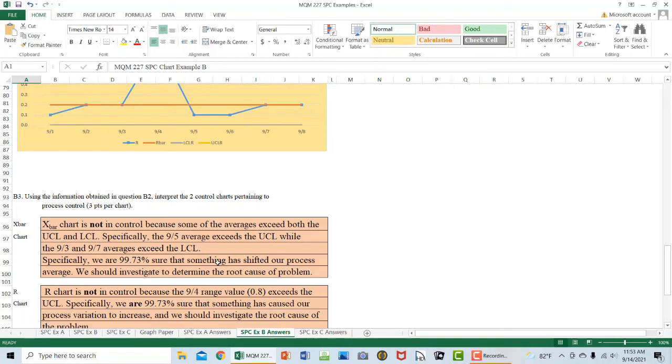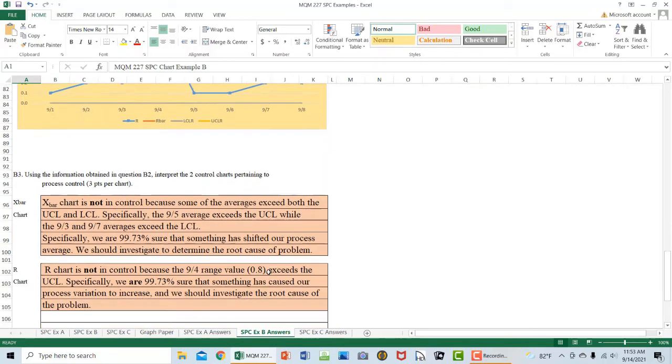And you need to have this language in about 99.73%. And that is specifically, we are 99.73% sure that something has shifted our process average both up and down in this case. We should investigate to determine the root cause of the problem. When it's out of control, when it exceeds any control limit, we need to determine the root cause, and you need to make sure you include that in your comments.